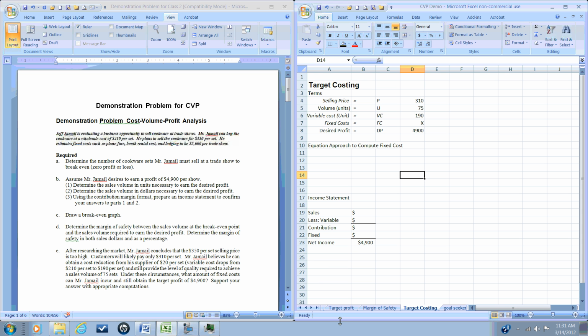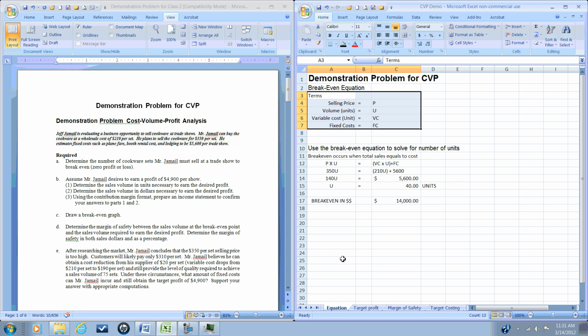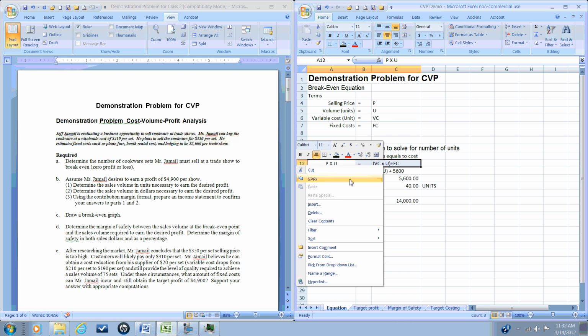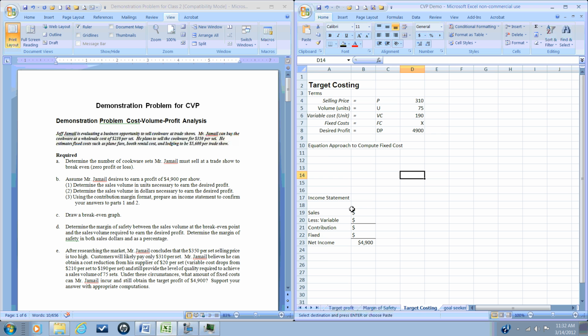Earlier, we determined the break-even point using an equation. That equation said that the break-even point occurs when the total sales equals total cost. Well, we're not looking to break even here. Instead, we're looking to earn a profit of 4,900. So we're going to take our equation that we use for break even and we're going to slightly alter it.